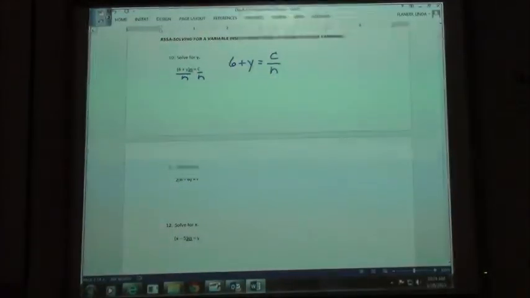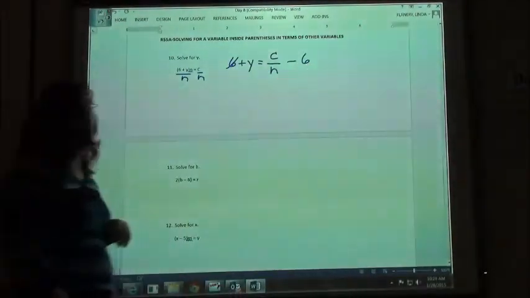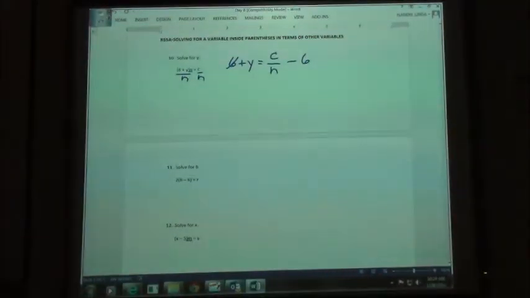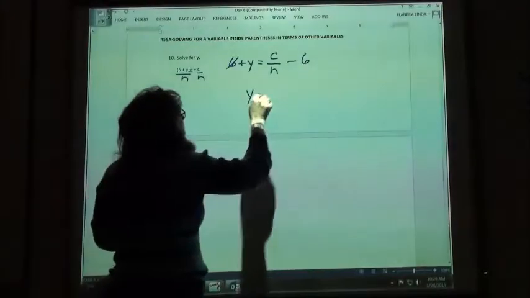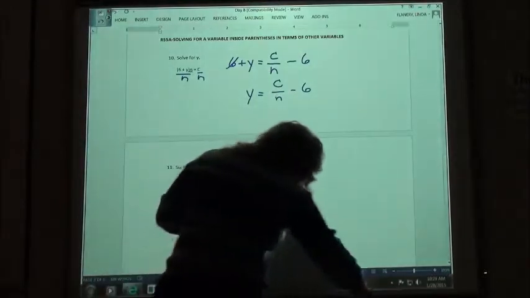Then if I want to solve it for y, I'm going to move my 6 to the other side. So to move my 6 to the other side, I'm just going to subtract the 6. And my answer would look like that. Y equals c over n minus 6. I can't make my c look like it's big.